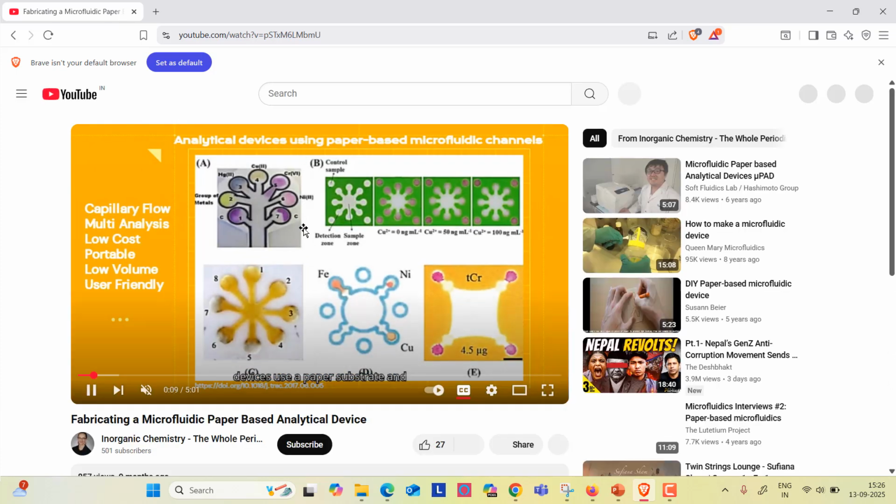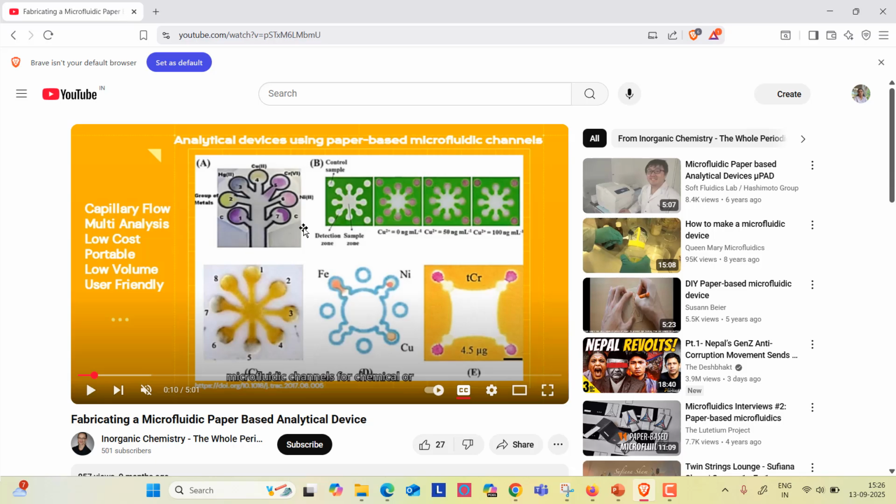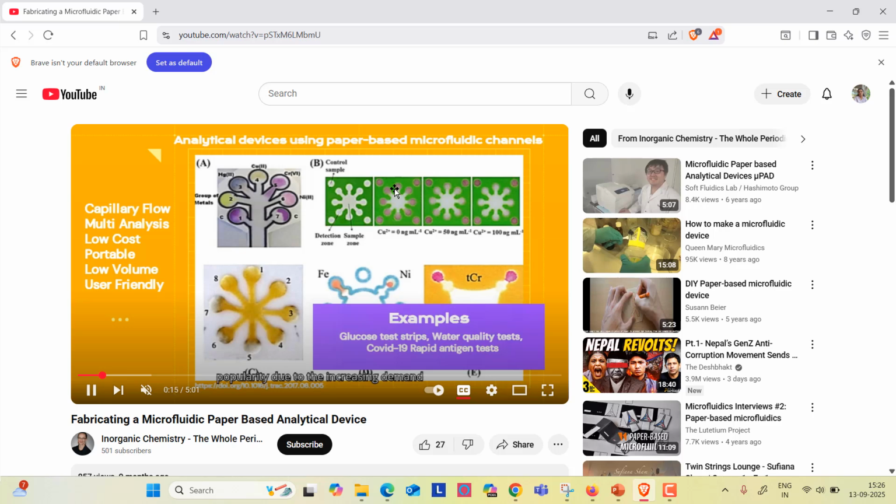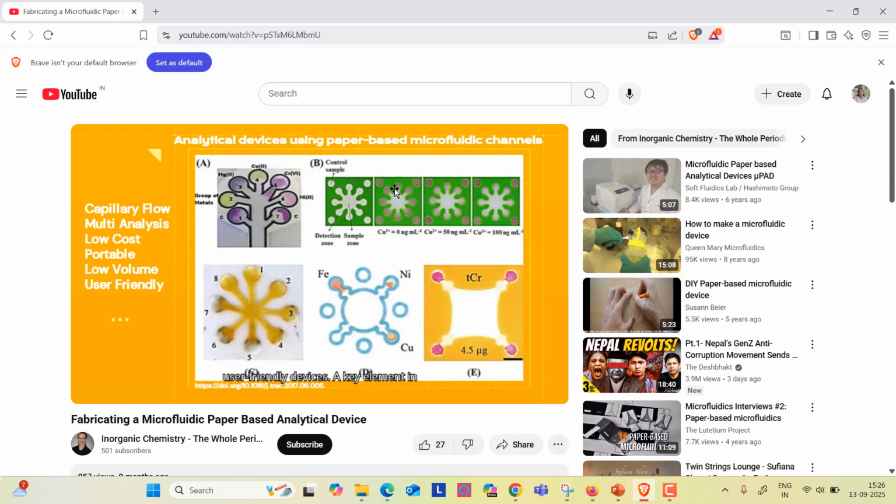See, this paper-based microfluidics is based on capillary flow. If we put a drop of our sample on this design of paper, on this pattern, it will flow towards the other end because of the capillary pressure. They have gained popularity due to the increasing demand for affordable, portable, and user-friendly devices. A key element in these devices involves creating a hydrophobic barrier for the movement of liquids.